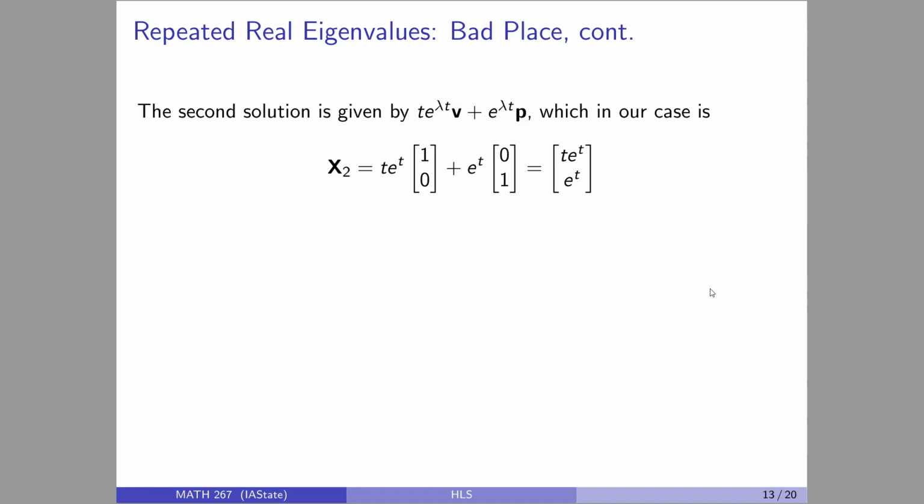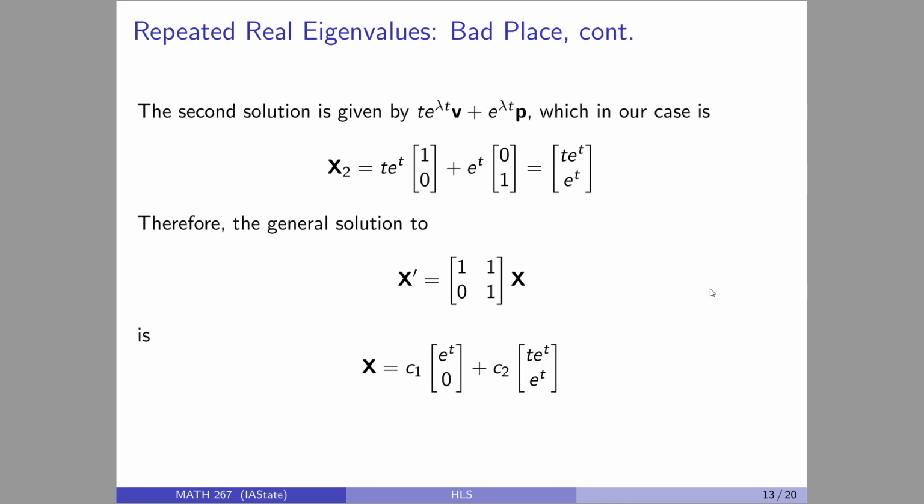Equipped with all that information, the second solution is t times our first solution, plus e to the t times this p vector. We then get t e to the t in the top, and then the p vector puts e to the t in the bottom. We've got our second solution. Therefore, we're done. Now, I didn't explicitly demonstrate it, but this second solution is going to be linearly independent when combined with the first one. So this does work. This is a general solution. This does give us a fundamental set of solutions. I didn't show you the details. You can go ahead and do that, but it will work.